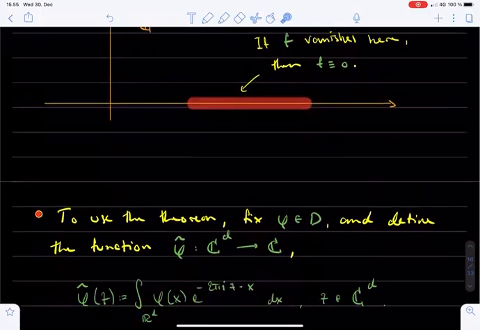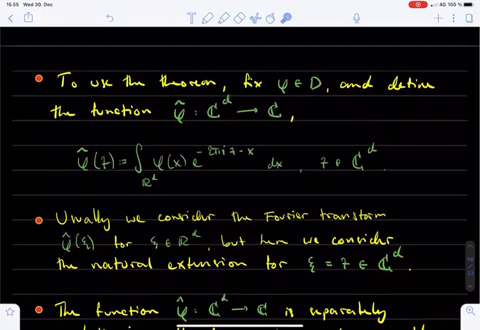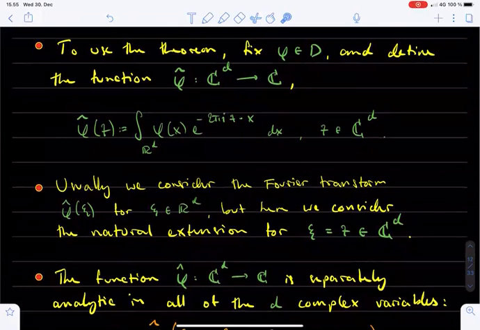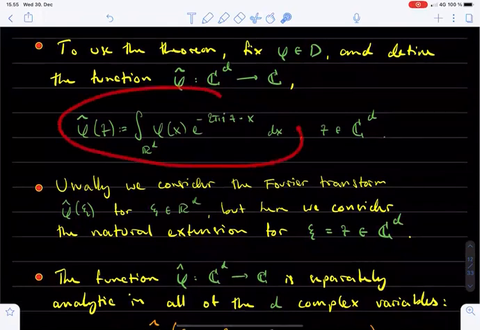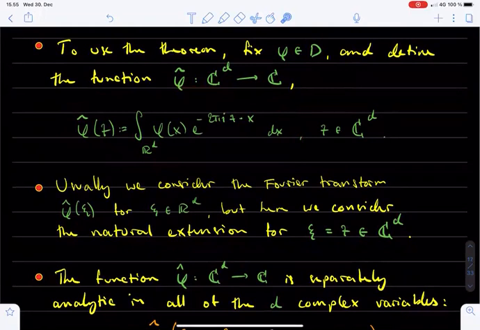To make use of this result, we fix a test function phi, and we consider the complex-valued function hat phi defined on C^d by the formula hat phi of z equals the integral over R^d of phi(x) e^(-2 pi i z·x) dx. This formula looks exactly like the usual formula for the Fourier transform of phi, the only difference being that now the argument z can lie in C^d and not just in R^d.